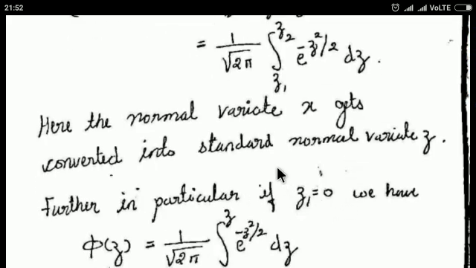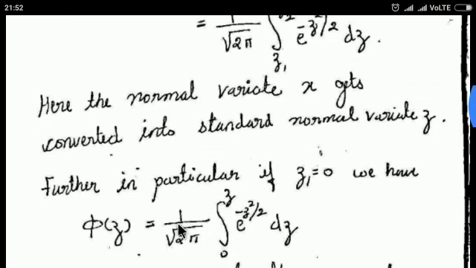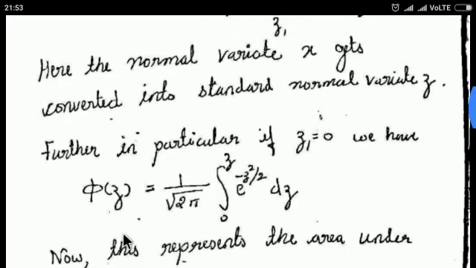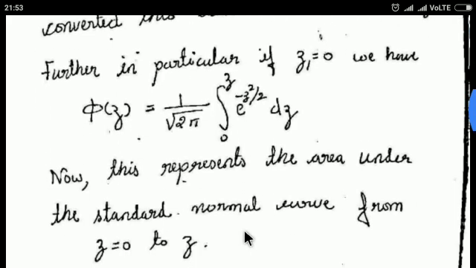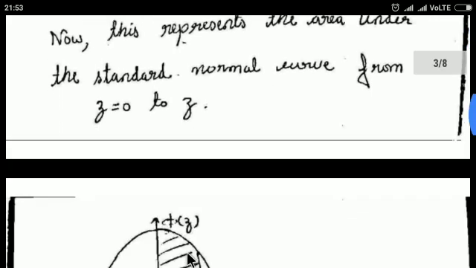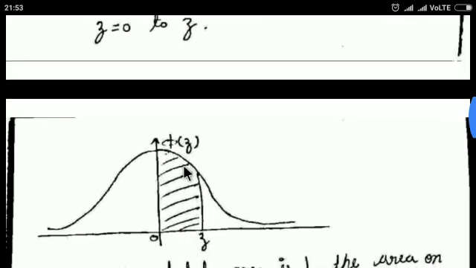Further, in particular, if I put z1 as 0 and z2 as z, then the formula is 1 upon root 2 pi, integration 0 to z e raised to minus z square by 2 dz, and we call this value phi of z. Now this represents the area under the standard normal curve from z equals 0 to z. The physical significance of this phi of z is that it is the area covered by z from 0 to z.